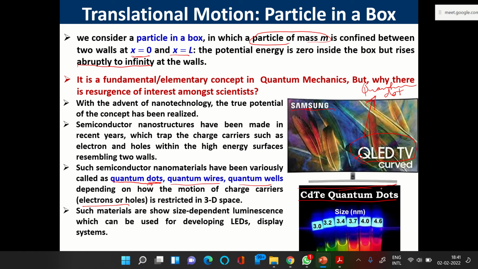Undergraduate students, postgraduates, people have synthesized this in our labs. So you can see a variety of colors.